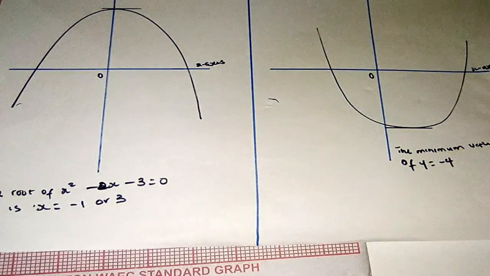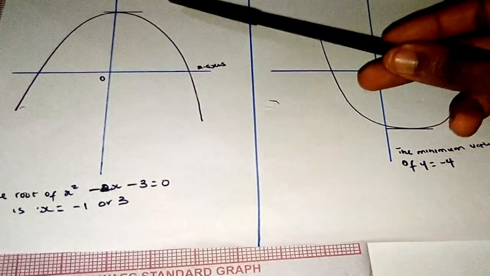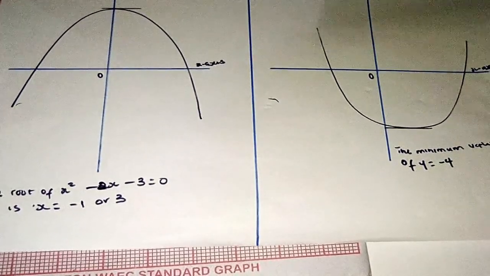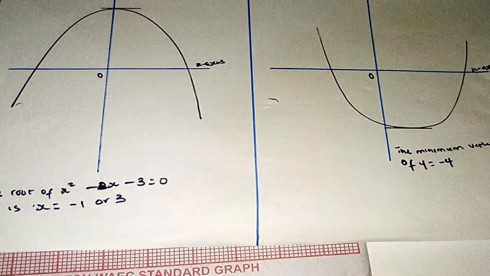Notice that the maximum value is the highest point on the graph. The minimum value is the lowest point on the graph for the y-axis, and the roots are the points where the curve cuts the x-axis.